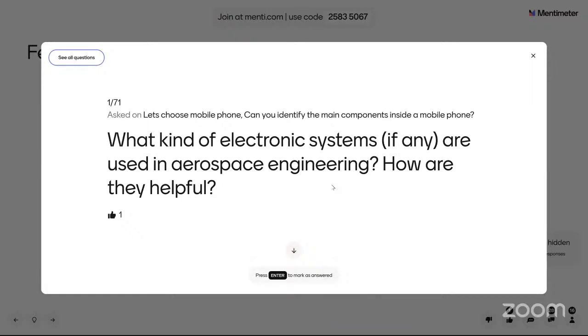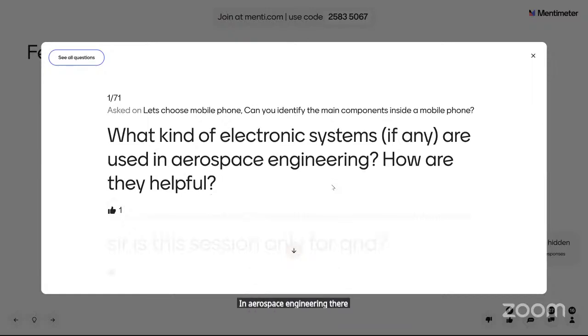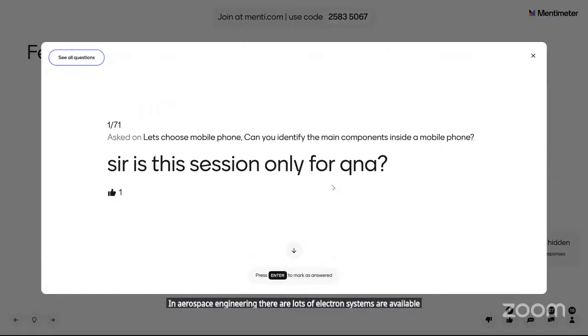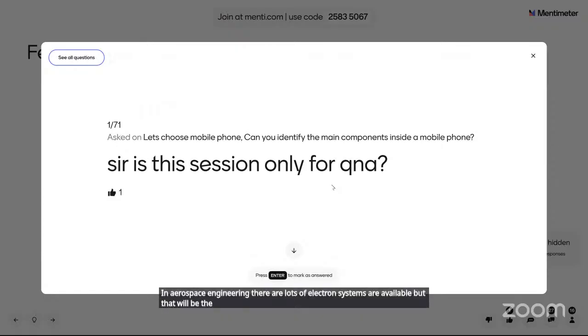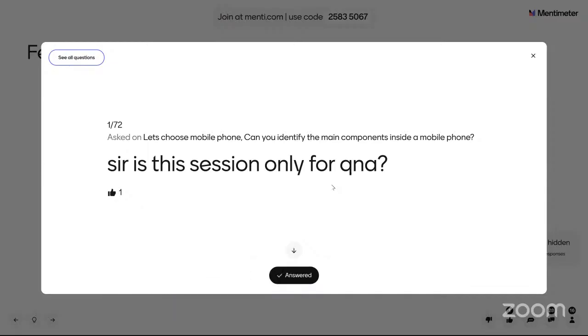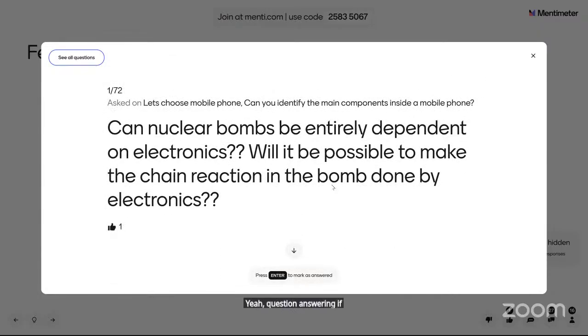In aerospace engineering, there are lots of electronic systems available, but they are of a different grade, not the consumable grade. So yes, question and answer, and if you want to ask anything else, you can ask.